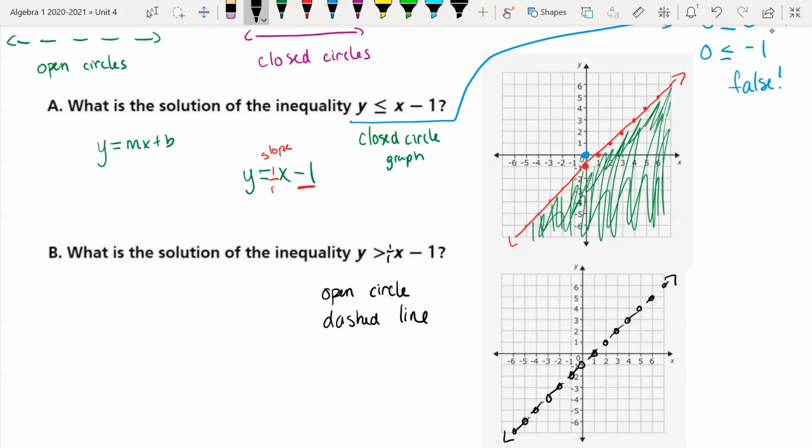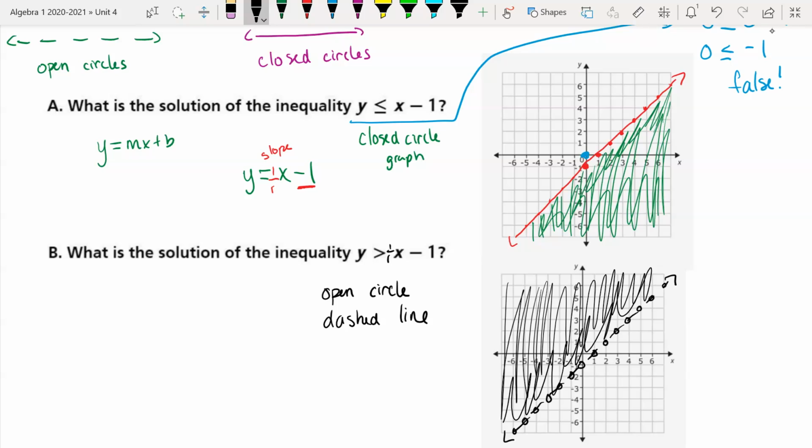Now I say greater than this time. So greater than, would that be below or above the line? Well, intuition tells me it's going to be above the line this time. So I'm going to shade everything above the line. So 0, 0 is my test point. So 0 greater than 0 minus 1, 0 greater than -1. Well, that's true. So I want to shade where that point is. If you notice, that point is above the line. So I'm going to shade above the line.